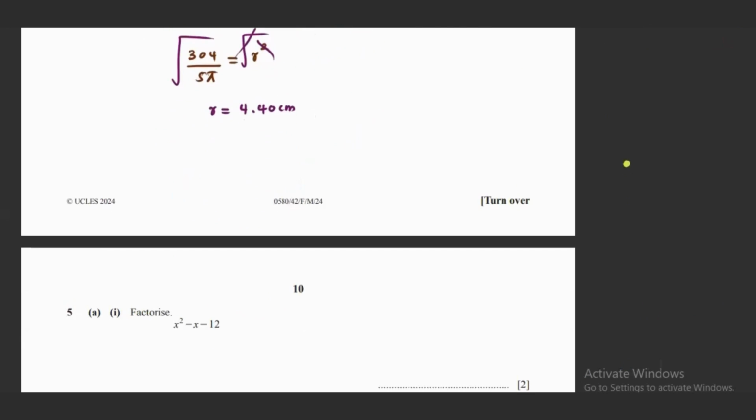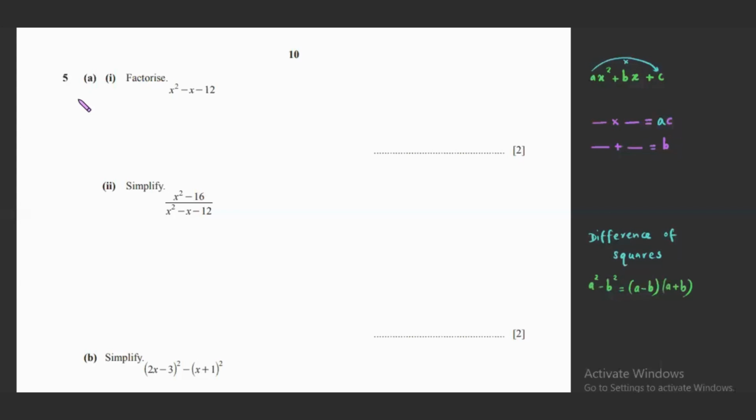Let's move on to question 5. Factorize x squared minus x minus 12. Now, we have 3 terms here. This is a quadratic expression. We've got to factorize it, so we need to put it into 2 brackets. In this case, the coefficient of x squared is 1. Now, what we've got to do is find the 2 numbers that multiply together to give us this last term, which is negative 12, and the 2 numbers that add together to give us the coefficient of x, which is negative 1. We need to find what those 2 numbers are.